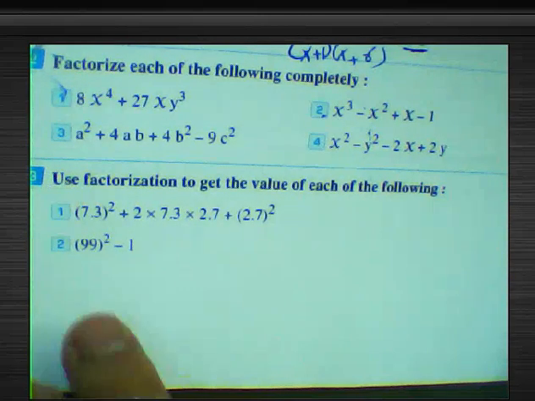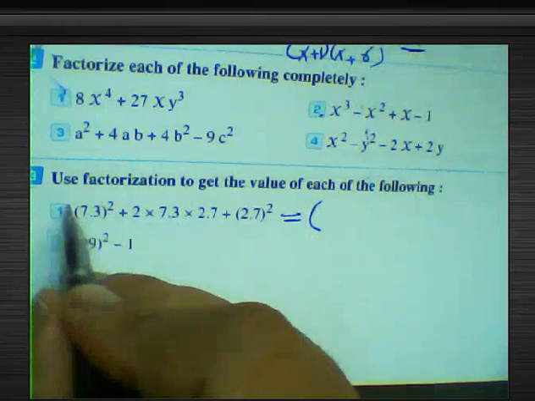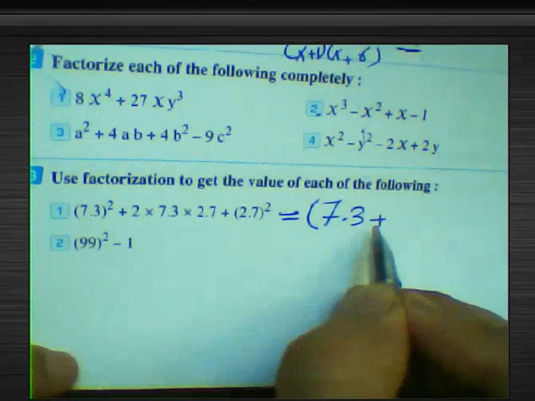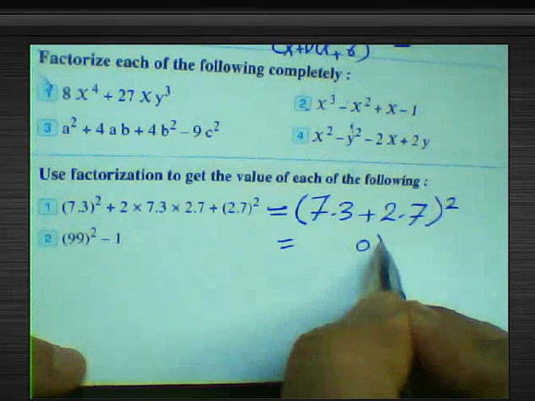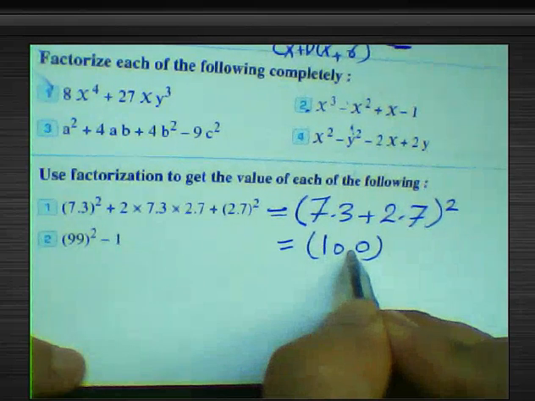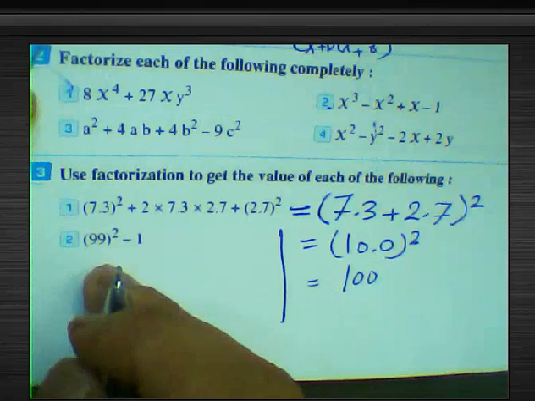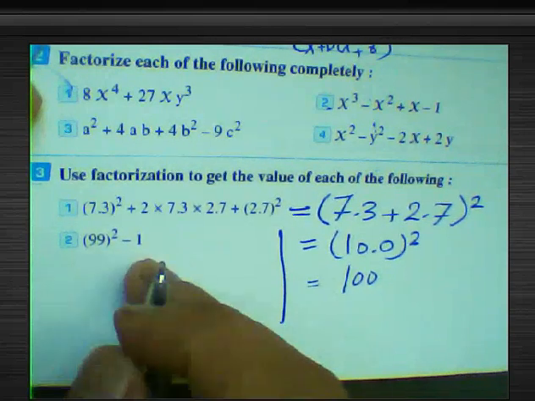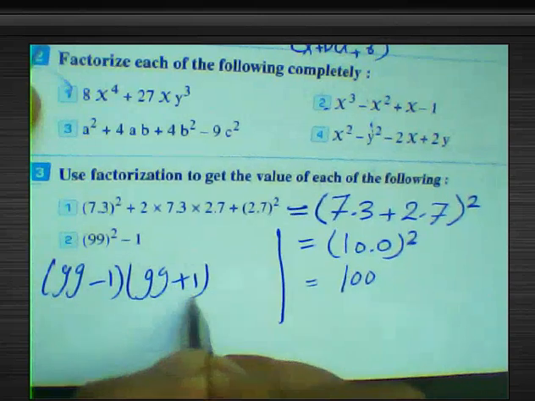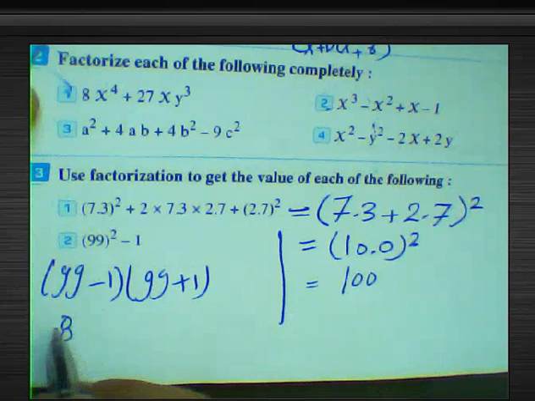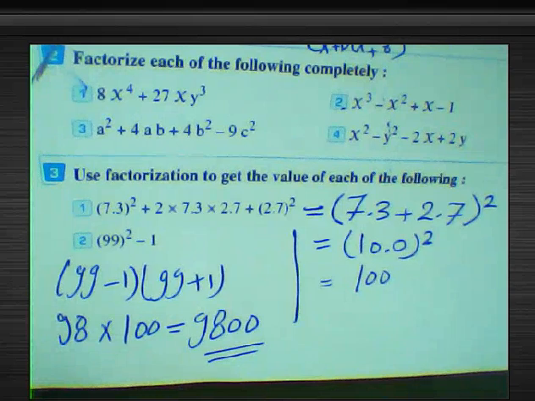What about question number 7? Number 1 here, it was a perfect square, so we can write square root of the first. The result will be 7.3 plus square root of the third, it will be 2.7, all power 2. 7 plus 3 equal 10, 0 and carry up 1. 3 plus 7 equal 10. The result will be 10. 10 power 2 equal 100. And what about 99 power 2 subtract 1? It's a difference between 2 squares. We can write 99 subtract 1 multiply 99 plus 1. The result will be what? 98 multiply 100. 98 and write behind them double 0.